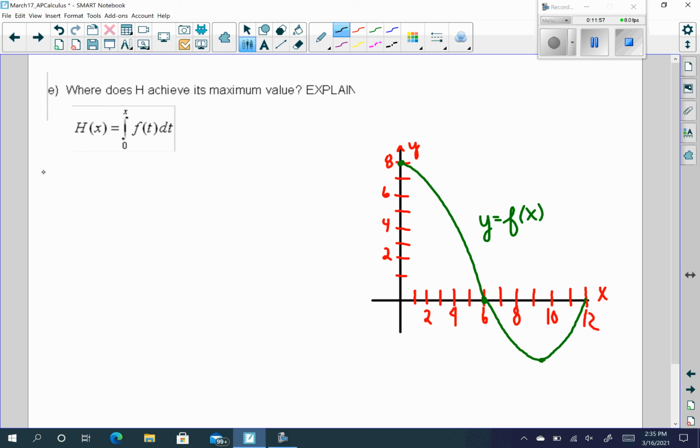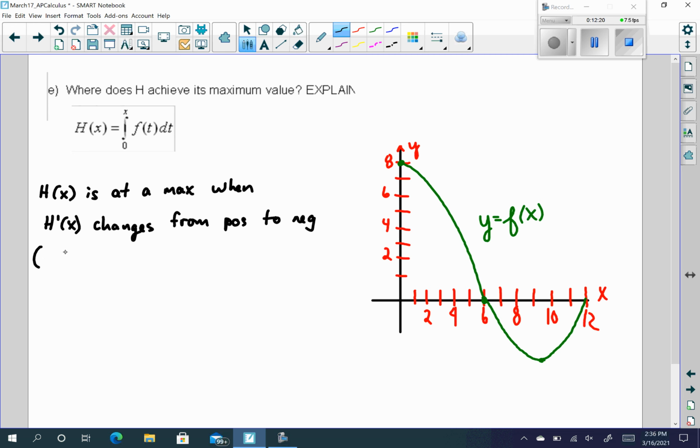So we could say it this way, based on what we've looked at before. We know that h of x is at a max when h prime of x changes from positive to negative, or when h of x changes from increasing to decreasing. So these two mean the same thing. When h prime of x changes from positive to negative, that means h of x changes from increasing to decreasing.